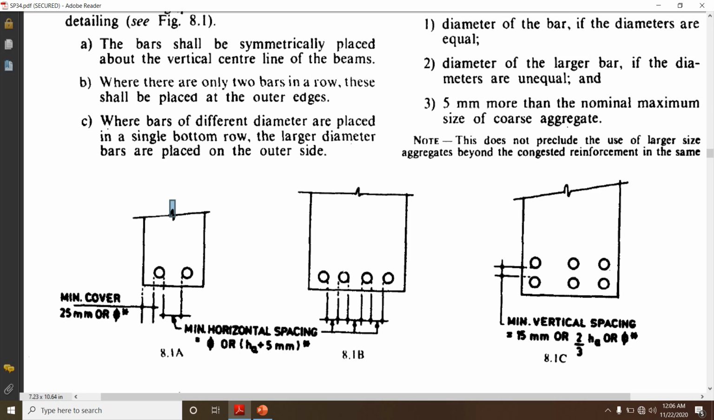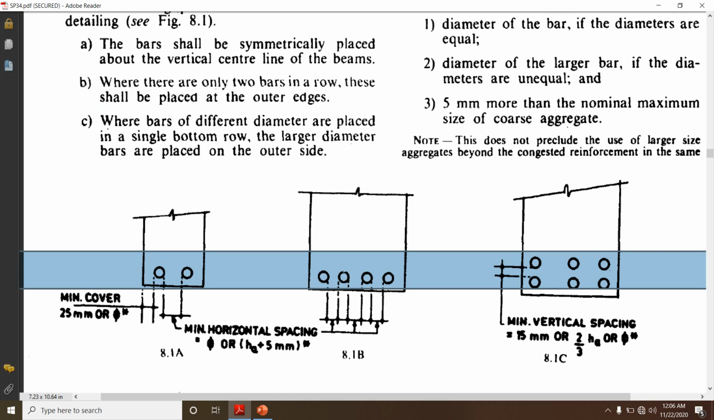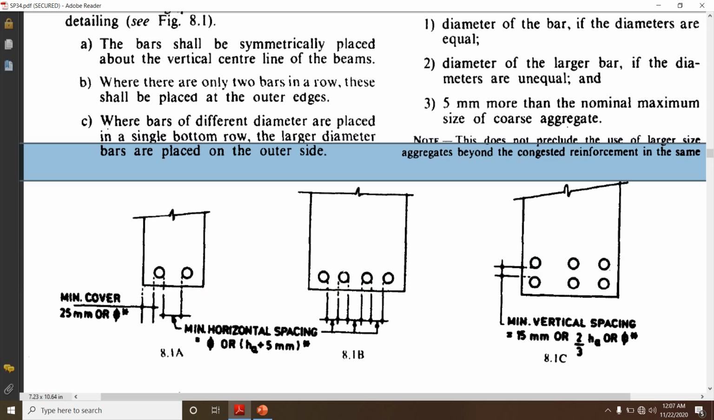Next, when there are only two bars in a row, these bars shall be placed at the outer edges. For example, in this case we have only two bars. So these bars have to be placed on the outer edges of the beam. They should not be placed in the center. They have to be placed on the outer edges of the beam.